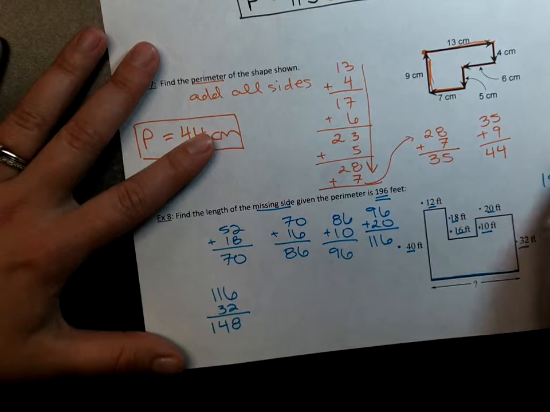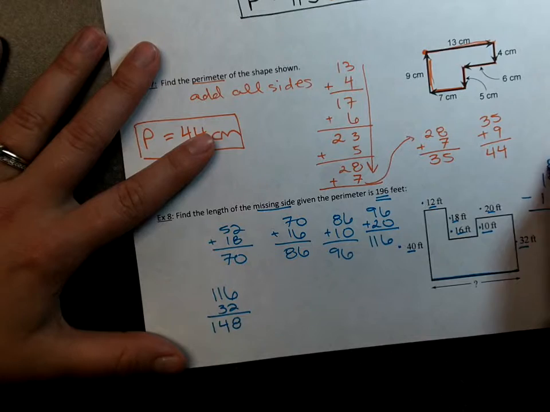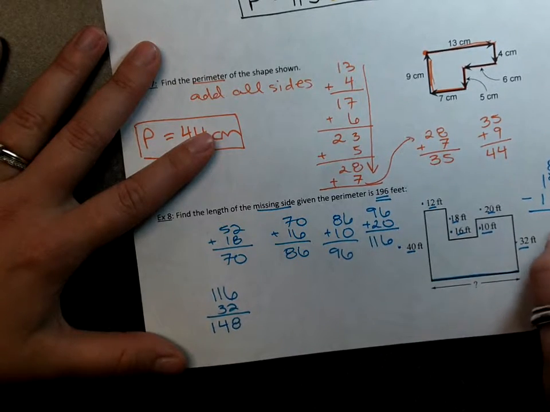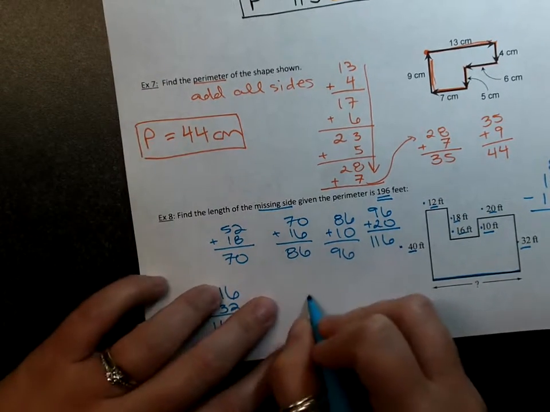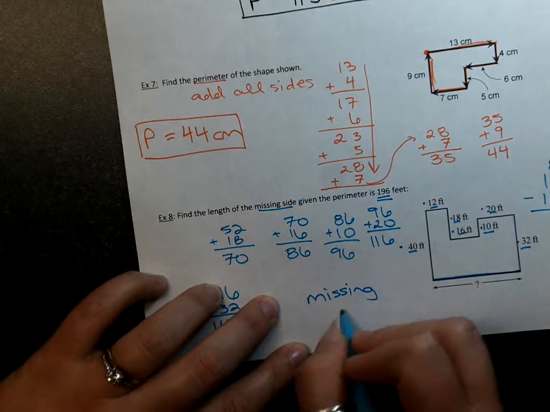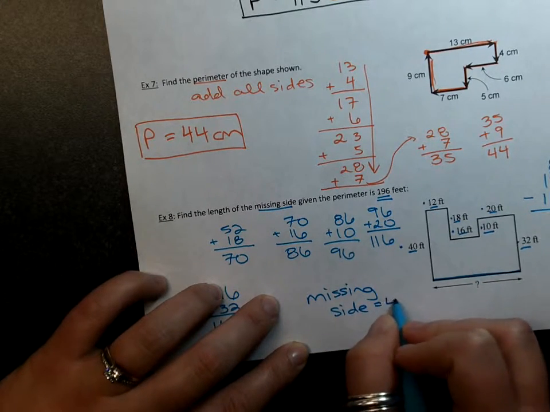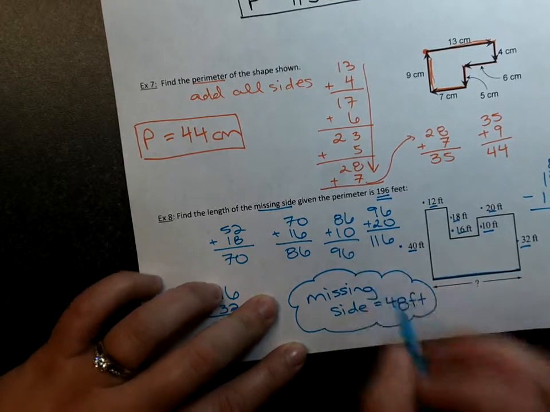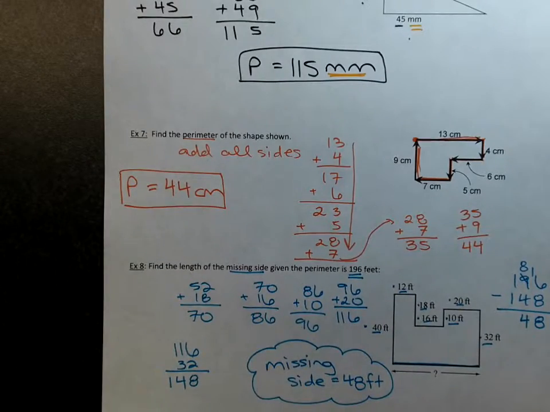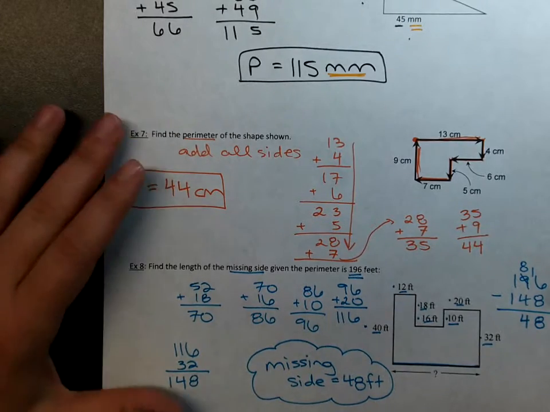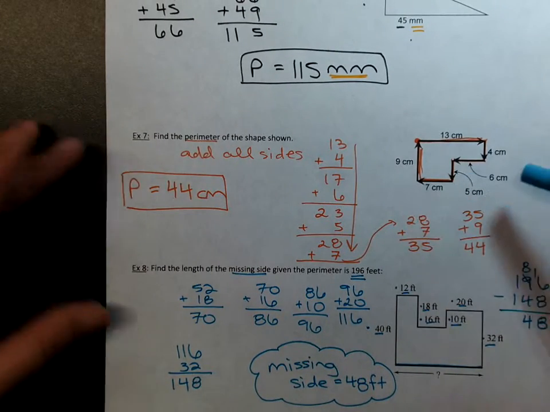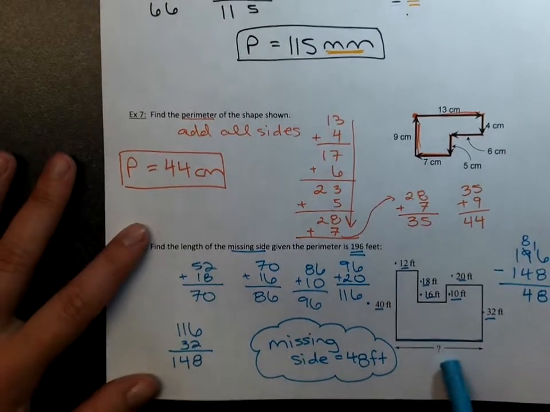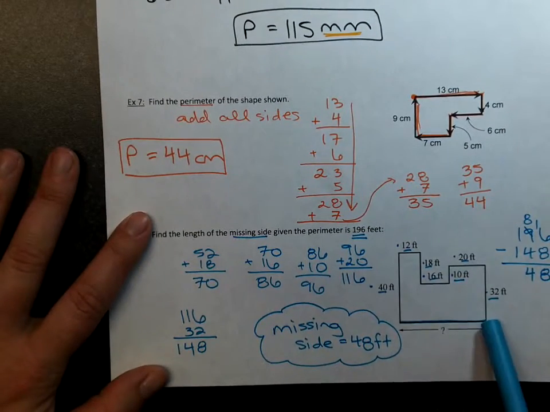So once you get all those added up, 196 minus 148 will give you 48. So the missing side is 48 feet, and that's the answer. So perimeter is relatively straightforward. It shouldn't cause any hiccups. The formulas are not too confusing. You really just add up all the sides, so it's just a matter of adding things together. If there's ever a missing piece, you just add up what you have and subtract from the total.